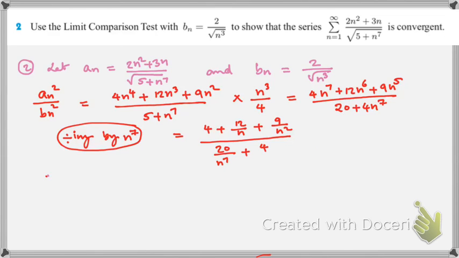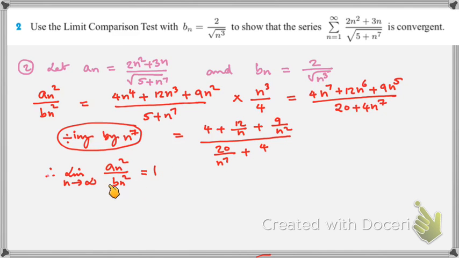So I'm ready to take the limit as n tending to infinity now. So I apply the limit as n tending to infinity of An squared by Bn squared. That gives me 1 because this term becomes 0, this becomes 0. So I have 4 by 4, which gives me 1.